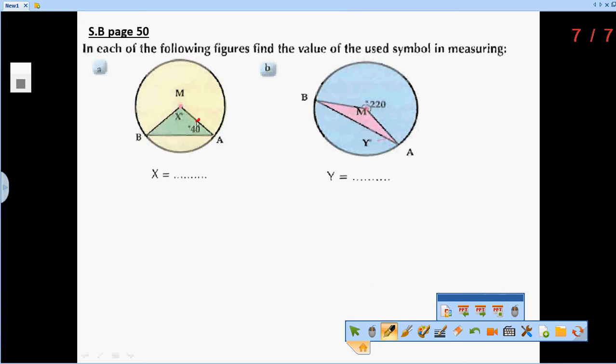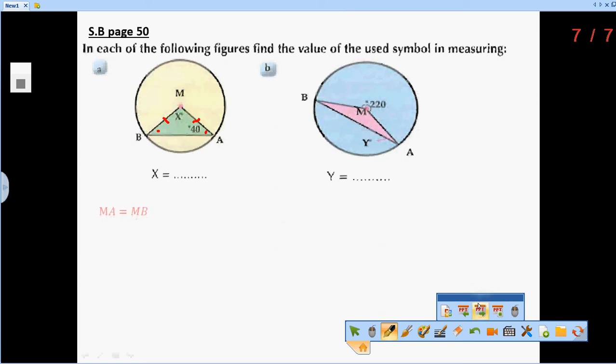We know that MA is equal to MP, two radii, right? It means the measure of angle A must be equal to the measure of angle P, each of them equal to 40. Then, to find the measure of angle X, I can add 40 plus 40 and subtract the answer from 180, right?